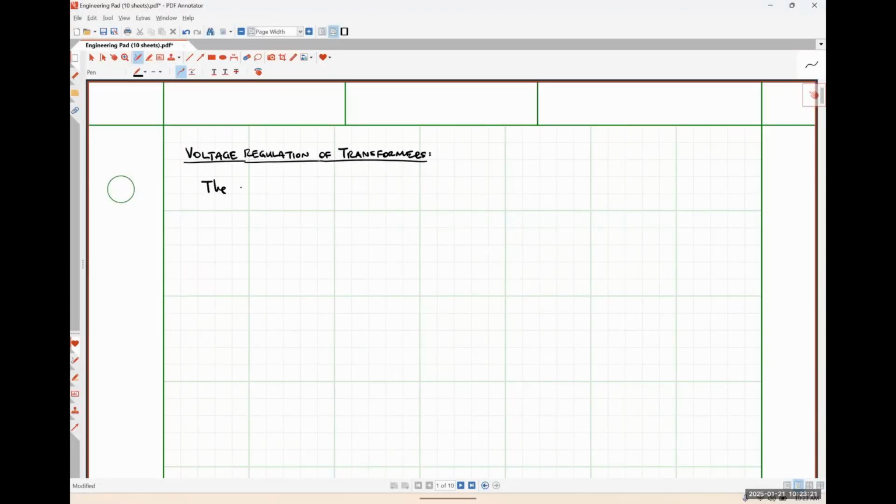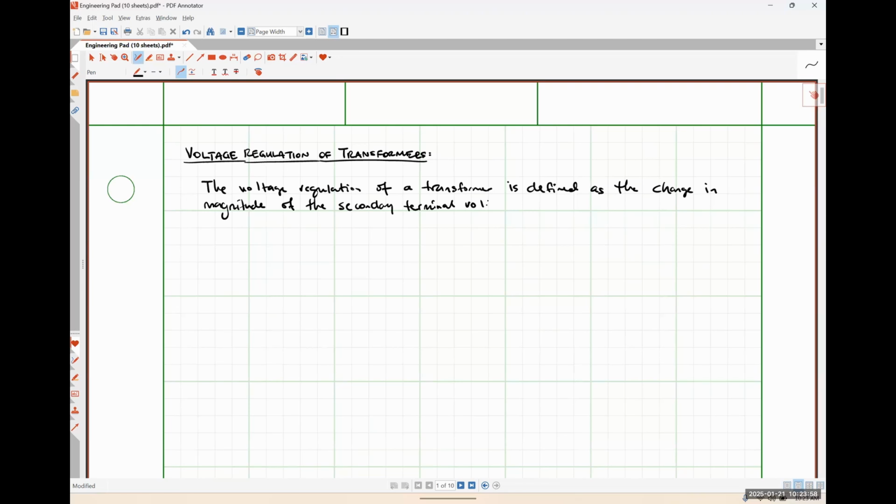So the voltage regulation of a transformer is defined as, let's write this down, the change in magnitude of the secondary terminal voltage from no load to full load conditions when the primary voltage is held constant.